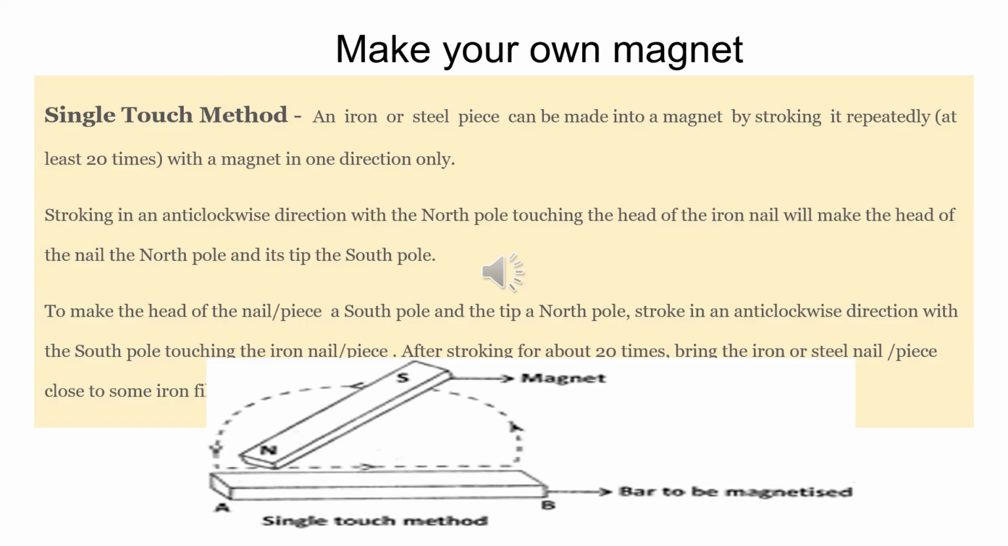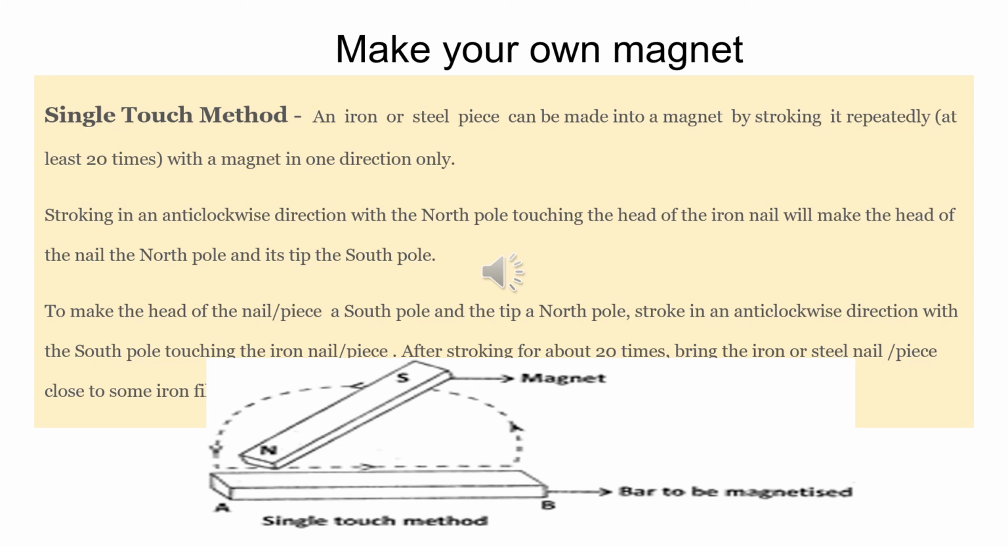This is an experiment now. Make your own magnet. You can have one iron piece and a magnet, and this is single touch magnet. So steps are written. Just take a iron or steel piece, whatever you are having, or a iron nail. You can have that also, and you can make it magnet, right? You can make it magnet by stroking it repeatedly, but your stroking should be fast and it should not be like in breaks.